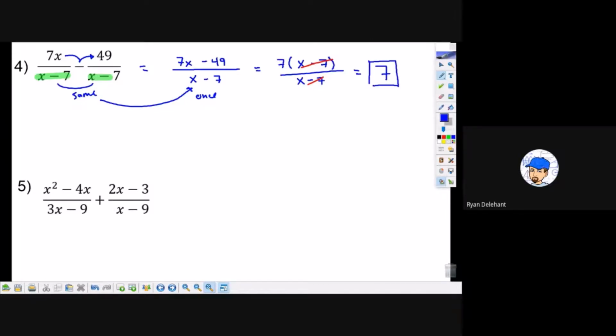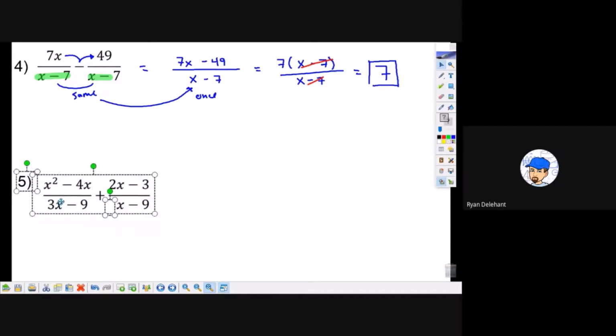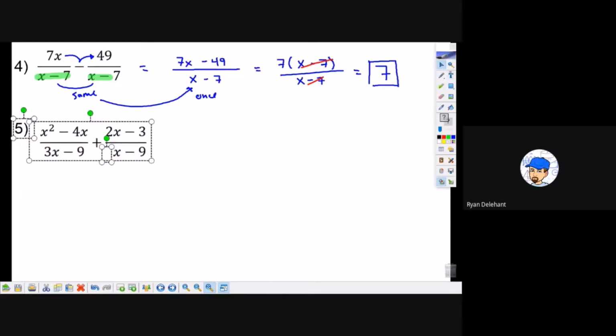And our answer is just 7. Which is interesting because it means no matter what x you plug into this, you'll always just get the number 7 out. Any x you plug into this one. But really, we're focusing on the process here. Same, get the common denominator, and then just either add or subtract the top.